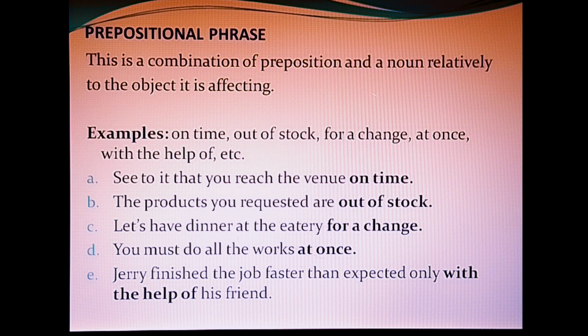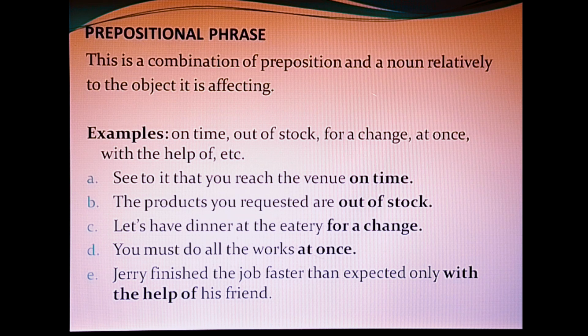Now, if you look at them also, you will see that we have a noun in those words. On time, for example, the word time is a noun, an abstract noun. Stock is a noun, abstract noun. Change is a noun. Once is a noun. Help is a noun. All these are nouns. And then you can now see that on is a preposition. Out of is a preposition. For is a preposition. With is a preposition. Of is a preposition. This is why we say that a prepositional phrase is the combination of a preposition and a noun relatively towards the object it is affecting.